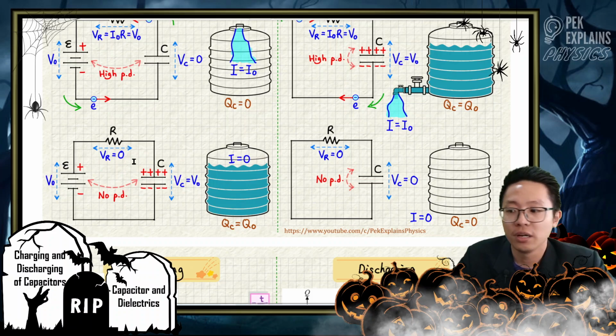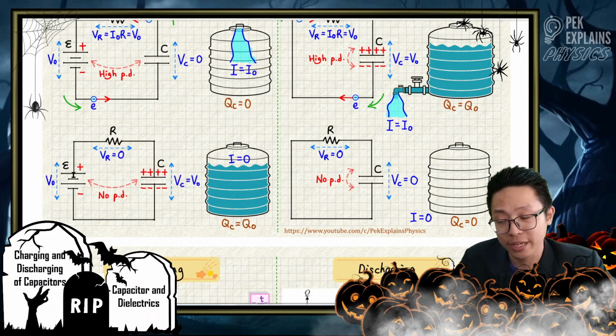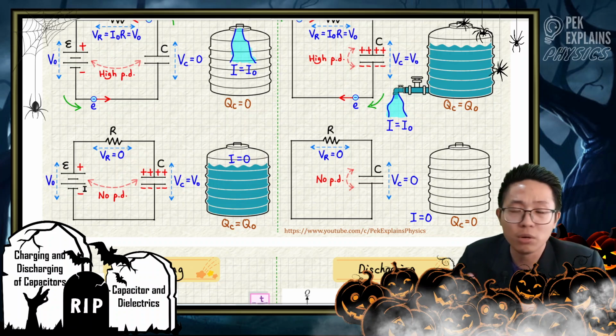Both are V0, both maximum voltage. There is no potential difference between the battery and the capacitor. When there is no potential difference between these 2 points, there is no more current flow. That's why I equals 0. Okay?